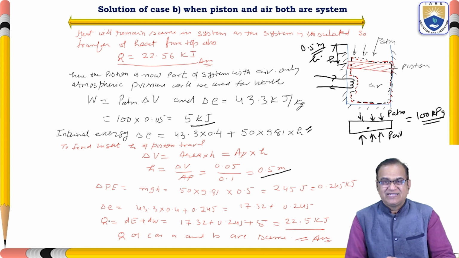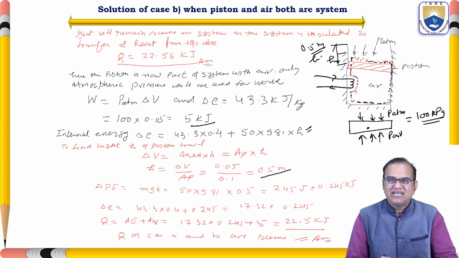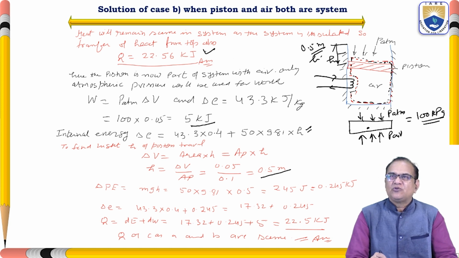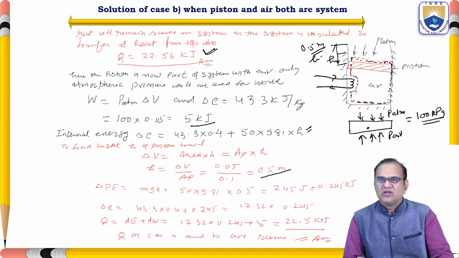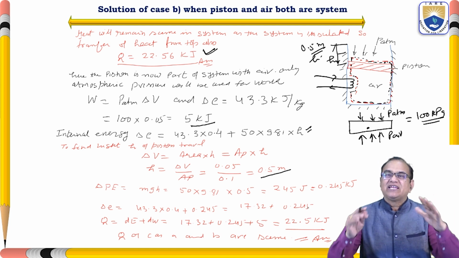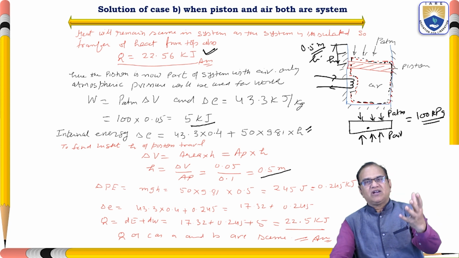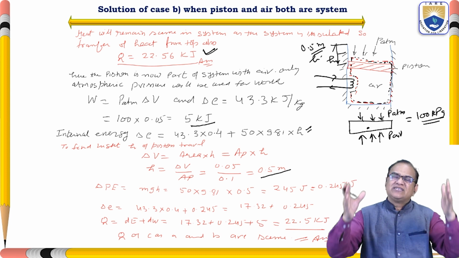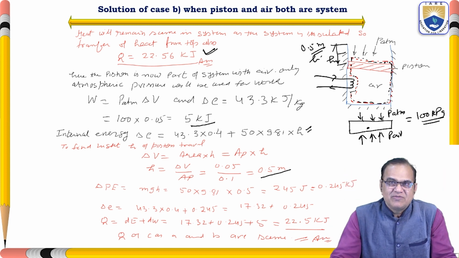But we know that the heat transfer Q is equal to dE plus dW. So dE is equal to how much? 17.32 plus 0.25, plus this 5 here. So you will get 22.5 kilojoule, and here also 22.56 kilojoule. So Q can be the same. So in this case also and in that case also, we have proved that there is no heat transfer. Energy can be converted from potential energy to kinetic energy, kinetic energy to potential energy, but in the system the heat will remain the same.